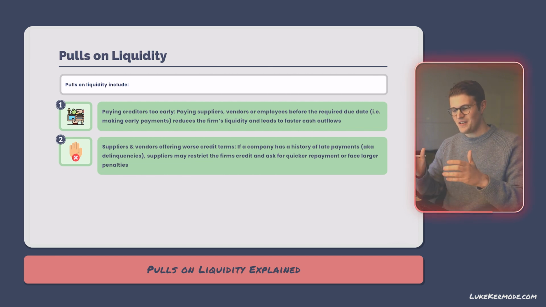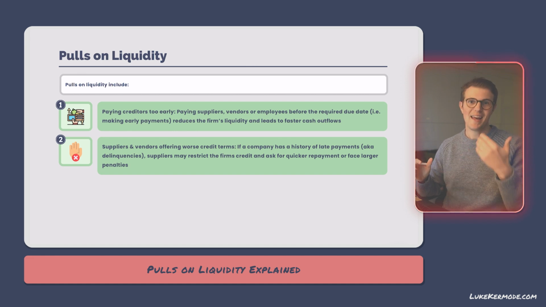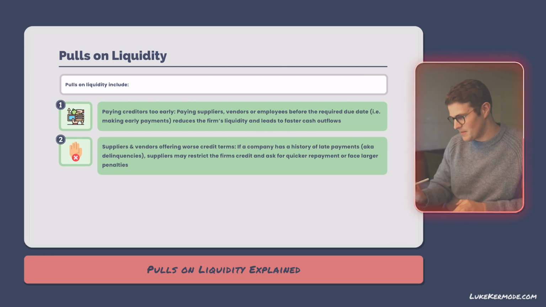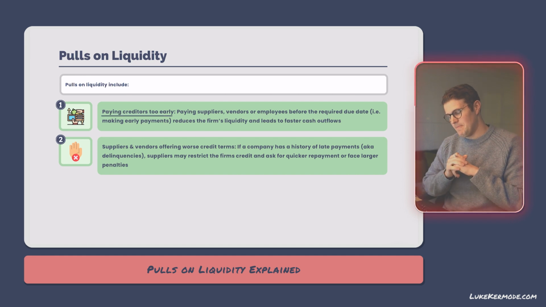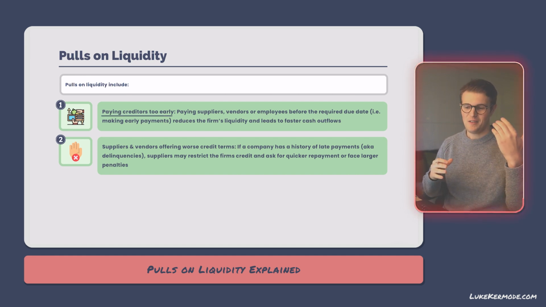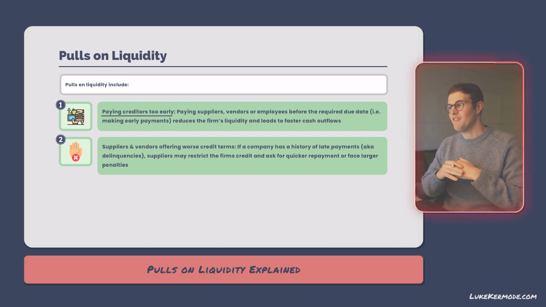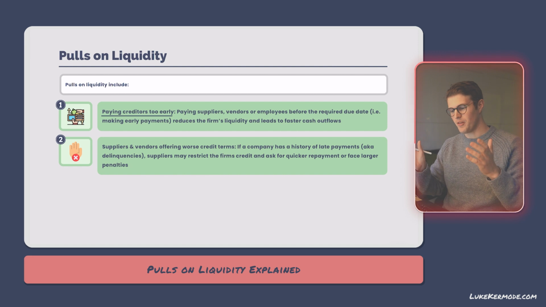The general advice when it comes to maintaining an adequate liquidity position is to pay your vendors and your suppliers and your employees on time. Don't pay them any earlier than you need to. Paying creditors too early will mean a company is generating cash outflow sooner than it needs to, and it's effectively foregoing cash that it could invest elsewhere within the business to earn a financial return, to pay its liabilities. So paying creditors too early is one of the primary pulls on a company's liquidity position.